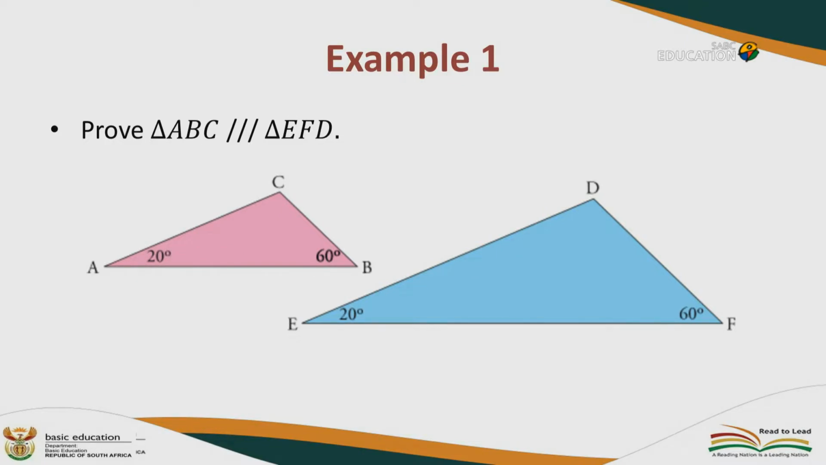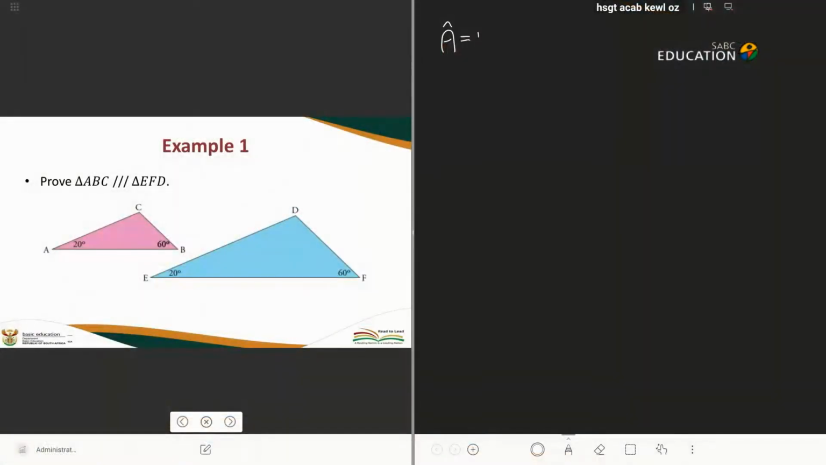So let's start writing the example. So first thing, we look at what was given. So we see that angle A is equal to angle E. So we will write angle A is equal to angle E. And the reason we give there is given. Then we go to the next angle and we see that angle B is equal to angle F. So angle B is equal to angle F. And again, I write my reason as given.